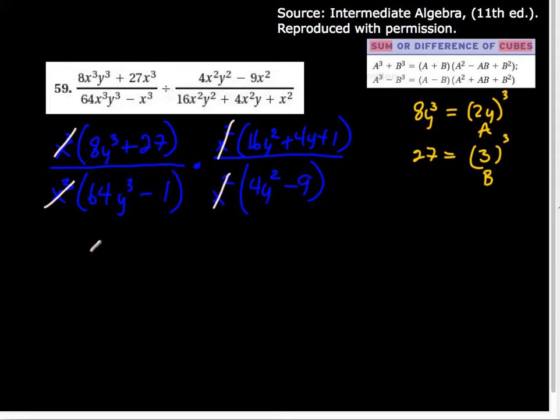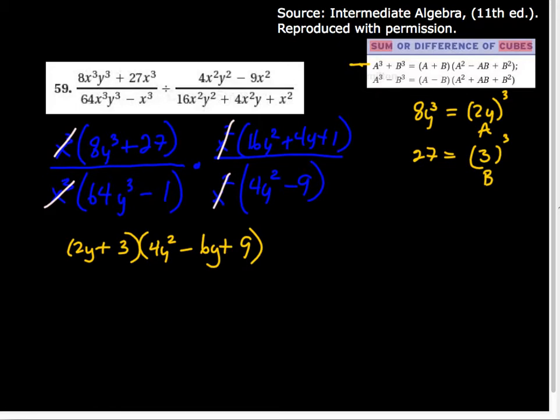So let's do this one. It's a sum. It's this one here I've got to work on. So it's a plus b. So a is 2y, so it'll be 2y plus b, which is 3. Good. And then a squared. So 2y squared, that'd be 4y squared, minus a times b, 2y times 3 is 6y, plus b squared. So plus 3 squared, that's 9. Okay, so there's the sum of cubes. I've factored it out. Let's look at the bottom.